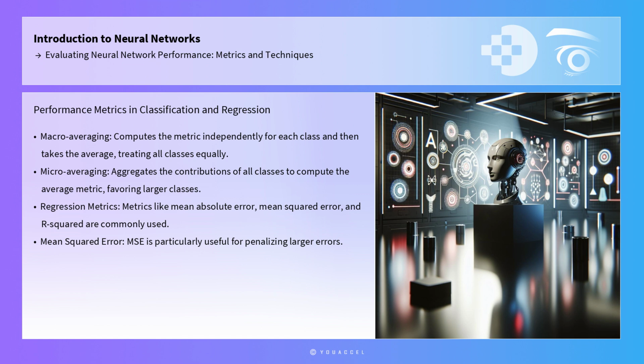Macro-averaging computes the metric independently for each class and then takes the average, treating all classes equally. Conversely, micro-averaging aggregates the contributions of all classes to compute the average metric, favoring larger classes. For regression problems, metrics like mean absolute error, mean squared error, and R-squared are commonly used. MSE is particularly useful for penalizing larger errors, while R-squared provides insights into the proportion of variance explained by the model.